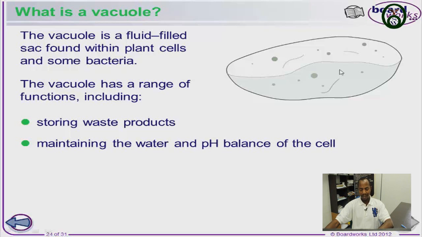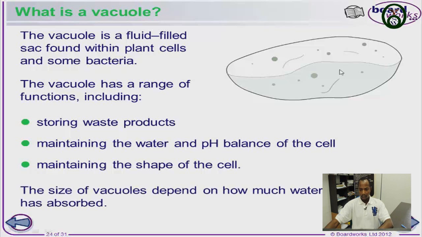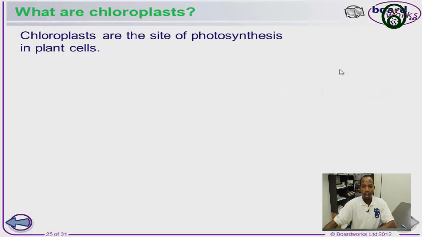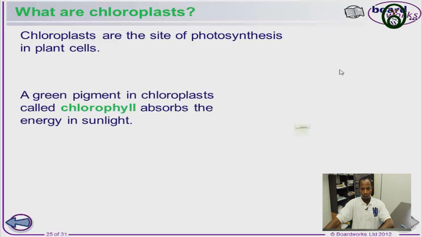They help to maintain water and the pH balance of the soil. And another function of the cell vacuole is to maintain the shape of the cell. And these are the functions. Now let's take a look at the chloroplast. The chloroplast, we said, is the site for photosynthesis.